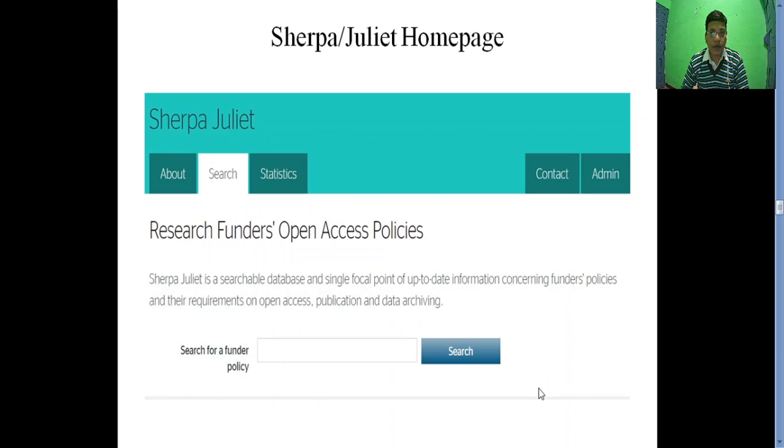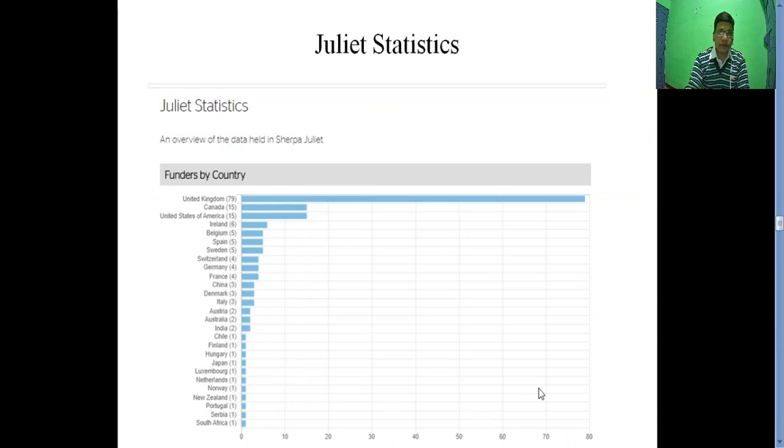This is the home page of SHERPA Juliet. You can search for funders' policy by name. Just put the name of the funder. All the policy will be shown in this search.